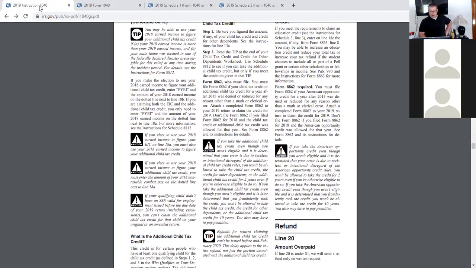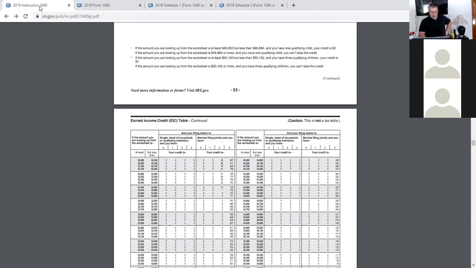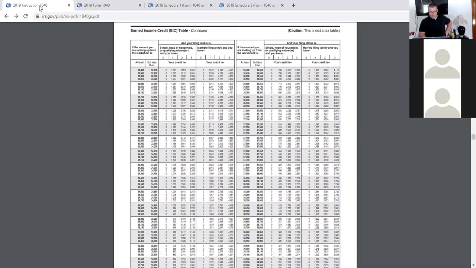Read the tip at the end of your child tax credit and credit for other dependents worksheet, and then use Schedule 8812 to see if you can take the additional child tax credit, but only if you meet the condition given in that tip. So let's go back and look at that tip and see what that was. That's going to require us to go up a little bit here.